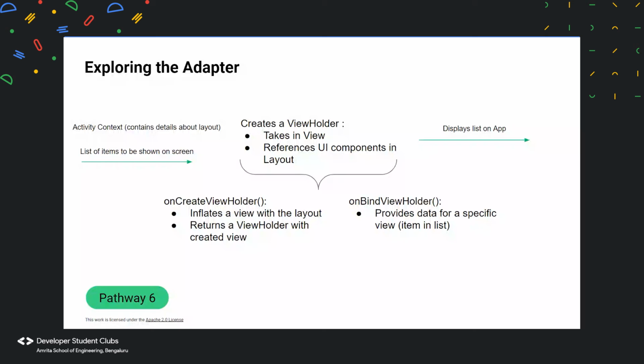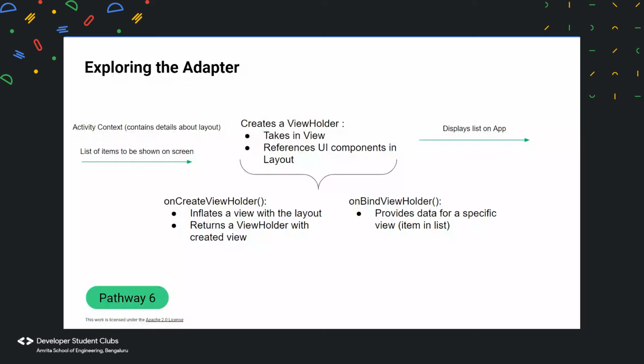Next is providing the data, which is where onBindViewHolder comes in. For a specific item or a specific view in the list, it provides the data to be filled up, and that data is put onto the existing view holder with the layout. Once that's done, the end product is what you see on the screen, a displayed list in the app.